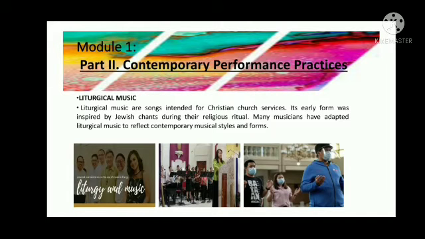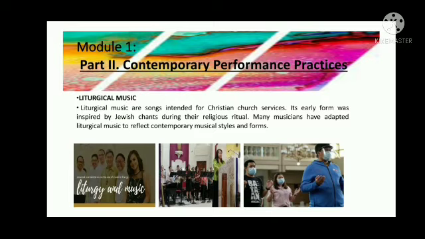Next, we have liturgical music. Liturgical music are songs intended for Christian church services. Liturgical music, also called church music, is music written for performance in religious events of worship. The term is most commonly associated with the Christian tradition. Its early form was inspired by Jewish chants during the religious ritual.